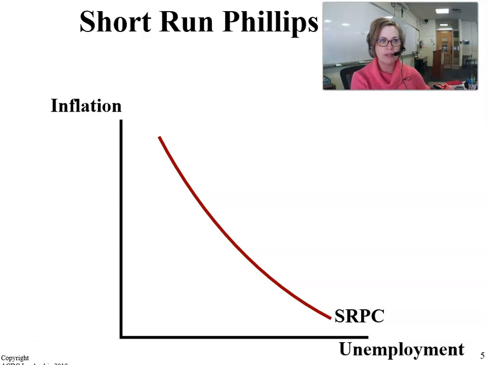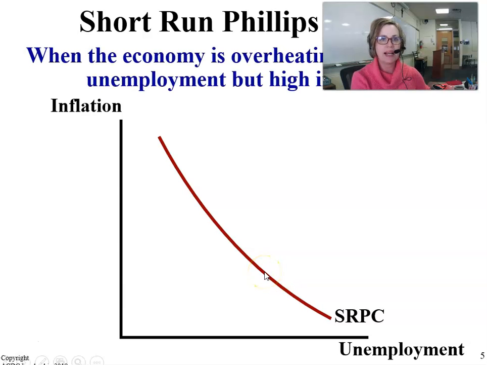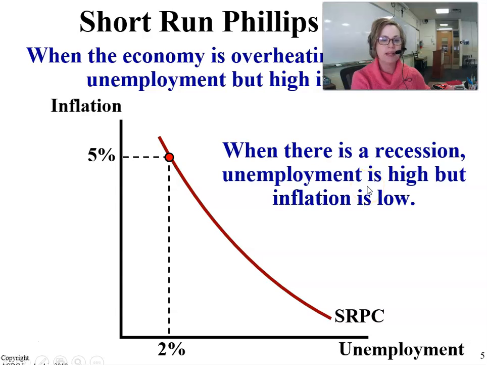So the short-run Phillips curve shows the curve as downward sloping. When the economy is overheating, there's low unemployment, but high inflation. When there's a recession, unemployment is high, but inflation is low.